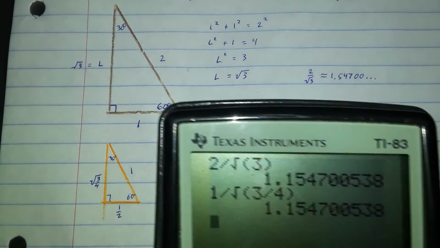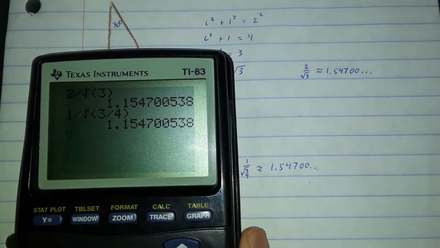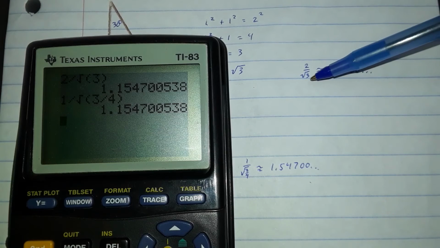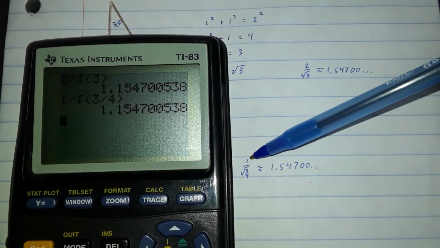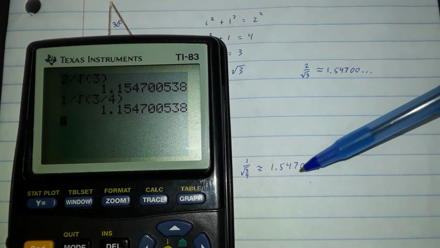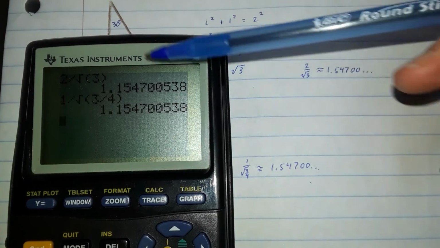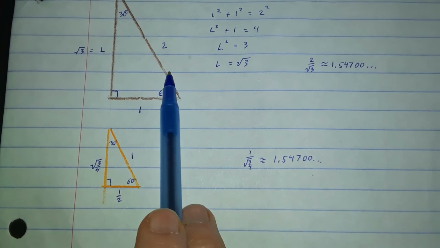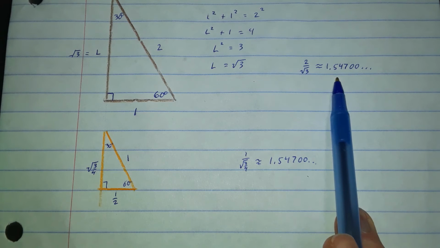All right, looking at the calculator, when I type these two ratios in, we see that 2 divided by the square root of 3 is approximately 1.547. When I type this into the calculator, I get the same decimal number. So even though these are two different triangles, and they have two different side measures, we are seeing that when we divide the hypotenuse by this leg on each of these, we get the same number.